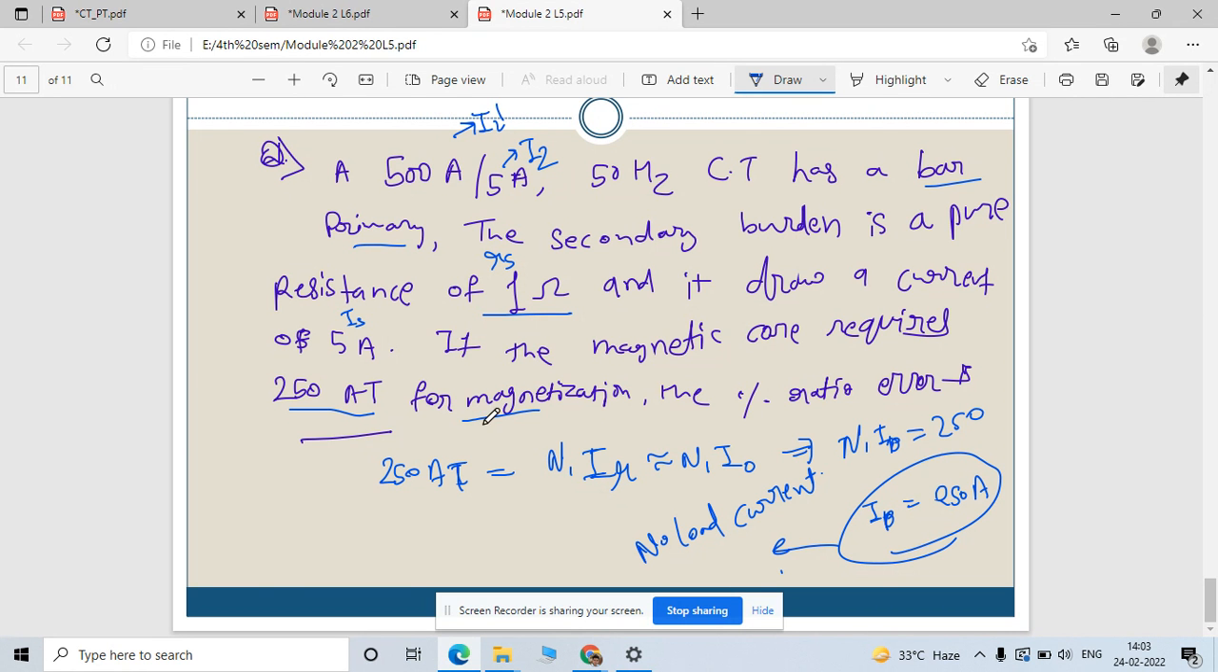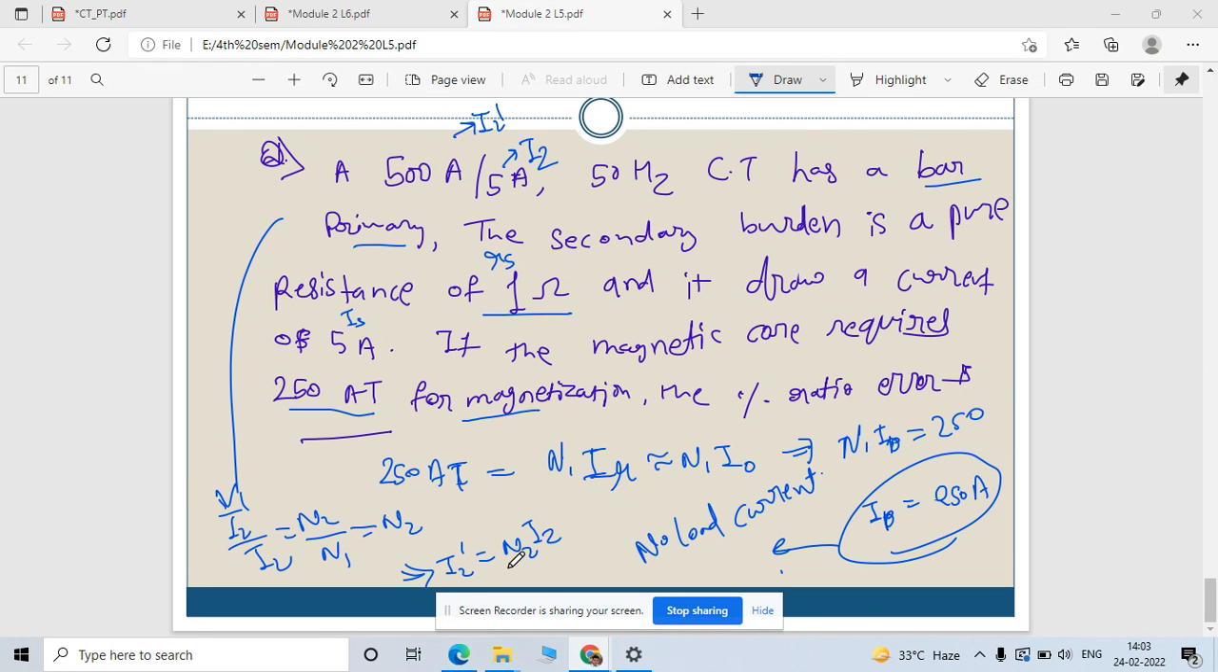Now, what is the ratio of this I2 dash upon I2? It is nothing but your N2 by N1. N1 is 1, so it is equal to N2. So what is the relation of I2 dash and I2 here? I2 dash is nothing but your N2 into I2. So you can find this I2 dash by multiplying I2 with this N2.